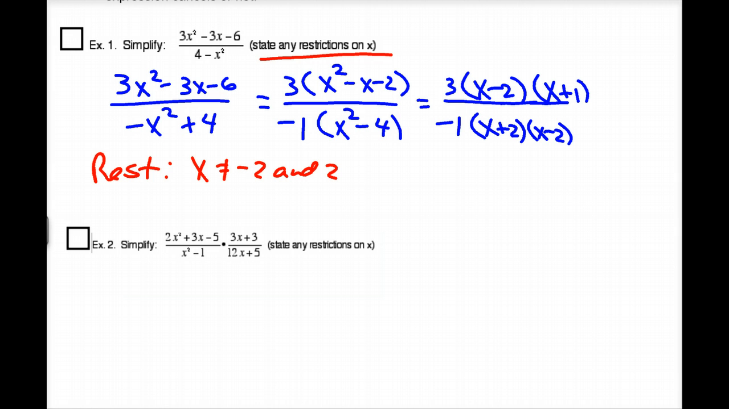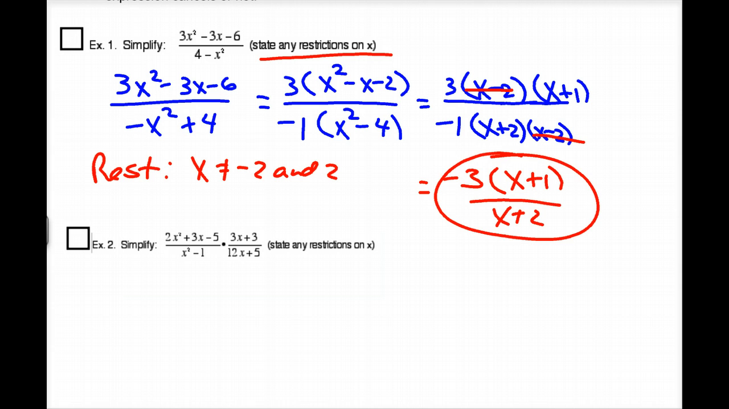As far as an answer, now I cancel. And I can leave my answer in factored form. Now I would probably turn 3 over negative 1 into negative 3, but I would leave it in factored form. Okay? So we're factoring and canceling, factoring and canceling. This is the basic one here, where I didn't have to do any other operation. Just had to factor and cancel.